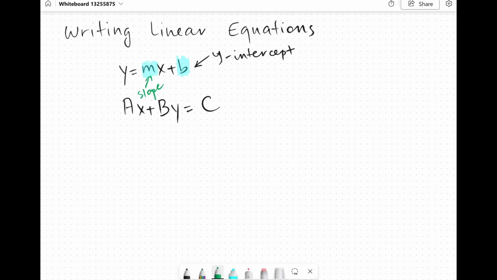So as long as you know b, the y-intercept, and m, the slope, you are able to write a linear equation in slope-intercept form. The second form, ax plus by equals c, is not familiar to you. This form is called standard form. In this form, a, b, and c will be numbers, and these numbers have very specific requirements. They cannot be decimals or fractions.